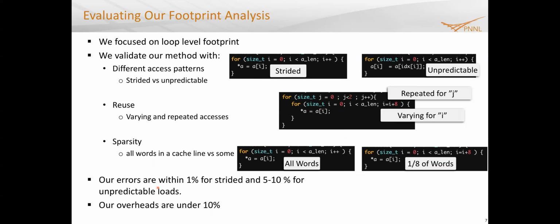To evaluate our footprint analysis, specifically the precise method, we focused on the loop level footprint. We validate our method using different access patterns, strided and unpredictable, different reuses, repeated or varying based on some invariants, and different sparsity of the words in the cache. Our error rates are within 1% for the strided and 5 to 10% for the unpredictable loads, and overhead is under 10%.